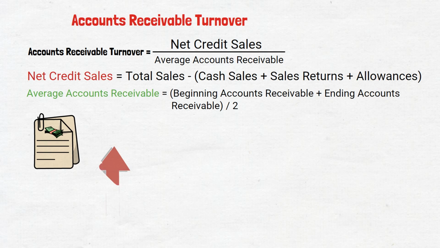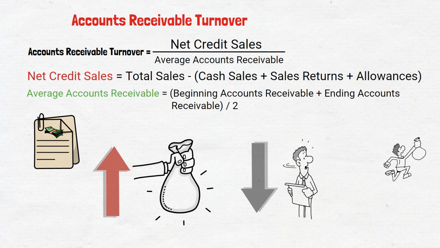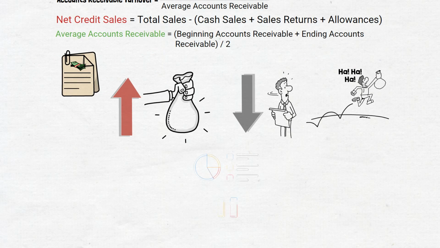A high accounts receivable turnover ratio indicates that a company collects its outstanding debts efficiently. In contrast, a low ratio may indicate that a company has difficulty collecting its outstanding debts. However, it is essential to note that different industries may have different average turnover ratios, so comparing a company's ratio to the industry average or its historical ratios is essential.